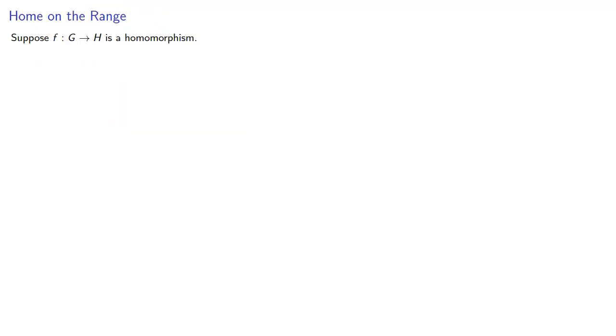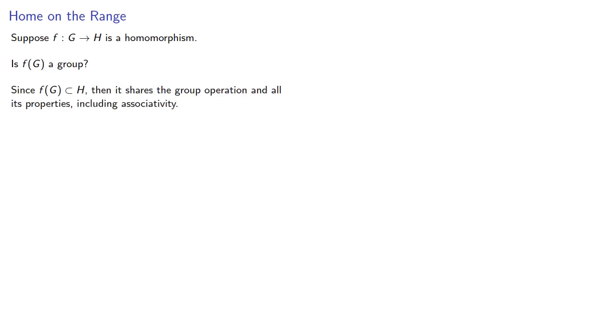Now, suppose f mapping G to H is a homomorphism. The question we might ask is, is the image a group? Since the image is a subset of H, it shares all of the group operations and its properties, including associativity, and so we only need to verify that it has the identity, inverses, and closure.